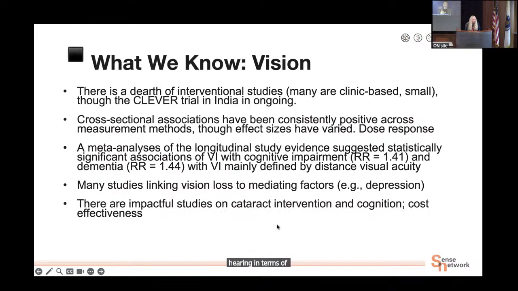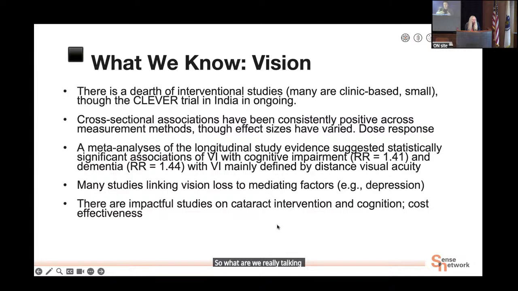Vision's a little bit behind hearing in terms of interventional studies. There's, I think, one ongoing in India right now. And of course, when I say interventional studies, what do you mean by the intervention? This one's looking at giving glasses. There's tons of data just cross-sectionally. There's also longitudinal study data that's been put through a meta-analysis that shows strong impacts of vision loss, vision impairment, usually defined by distance visual acuity. So I think that's another aspect that's important for intervention, what's been measured in terms of vision. Vision is complex. There are lots of axes of vision. So what are we really talking about with intervention?